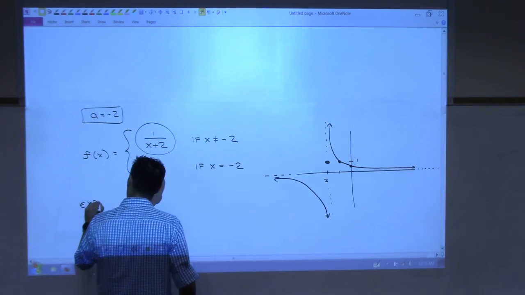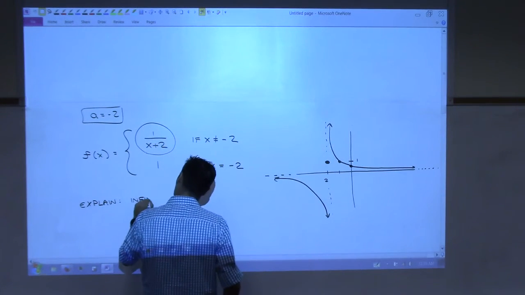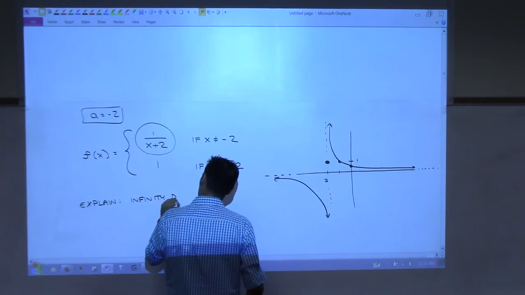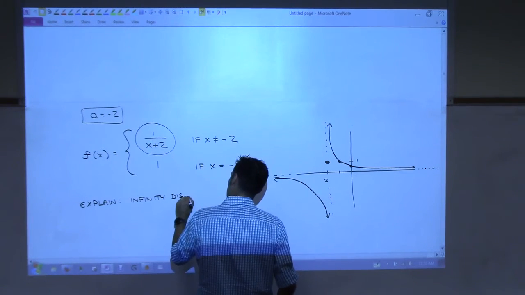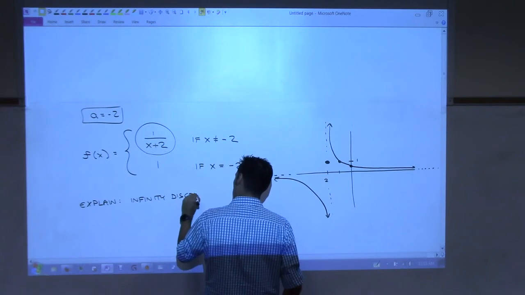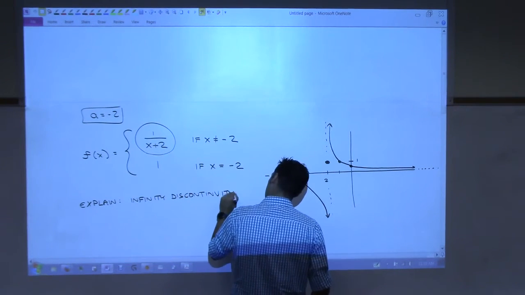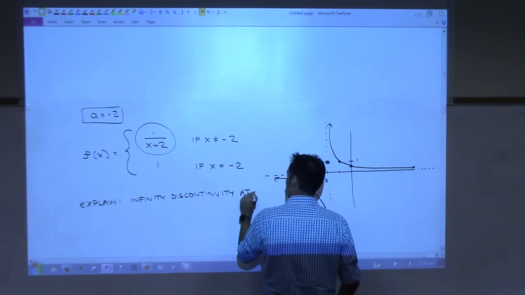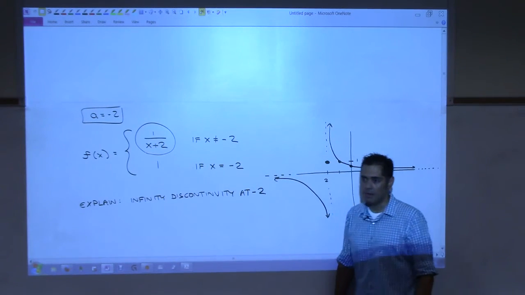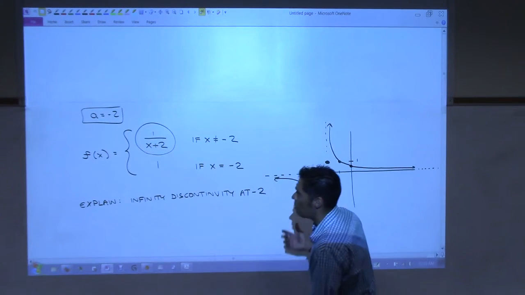Explain. Put that one phrase. Yep. We have an infinite discontinuity at -2. Right? That's the explanation. We have an infinite discontinuity. And there's our graph.